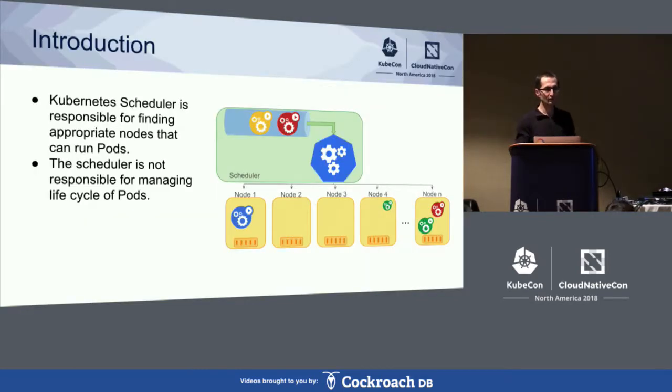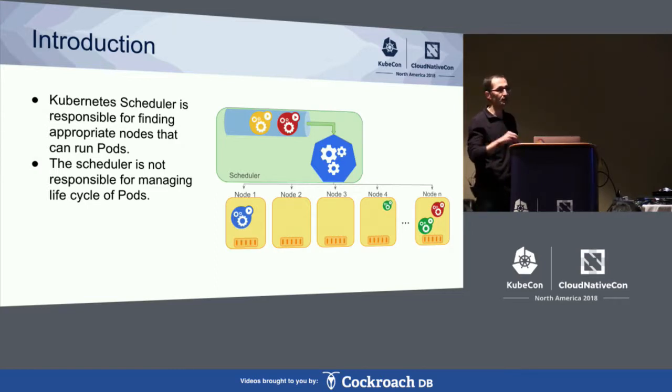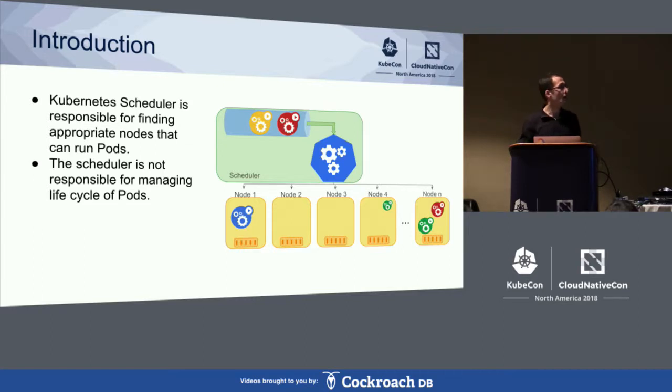So basically, Kubernetes Scheduler is a component in Kubernetes ecosystem that is responsible for finding nodes for running pods in the cluster. Kubernetes Scheduler, unlike some other cluster management systems, is not responsible for life cycle management of pods. It never creates any pods, and it kills pods in very few circumstances. Actually, this is kind of a new feature in Kubernetes, which is essentially preemption. I'm going to talk about that a little bit later.